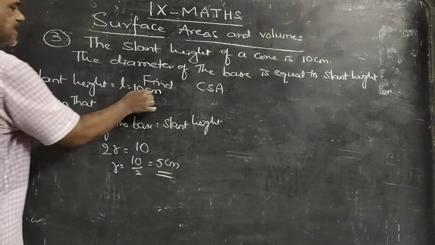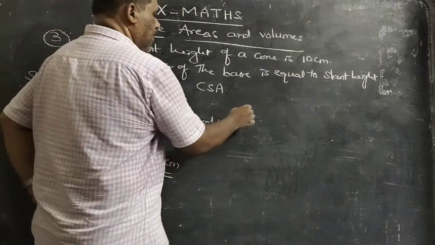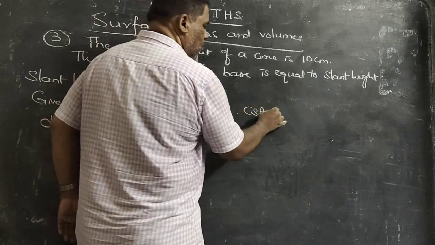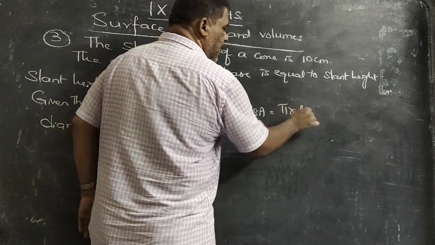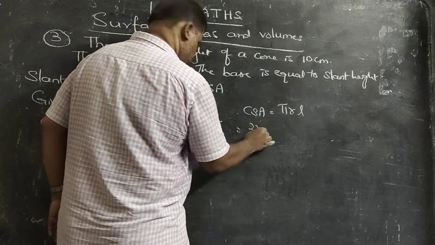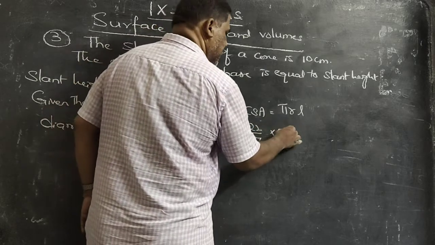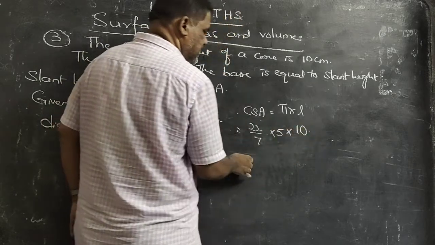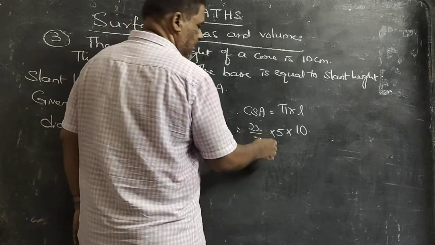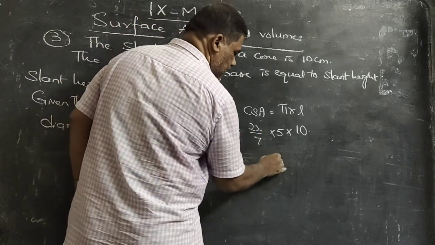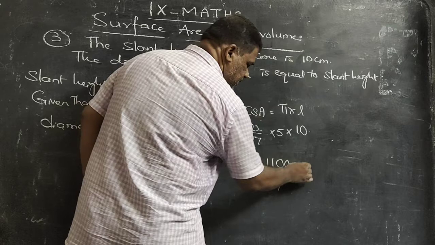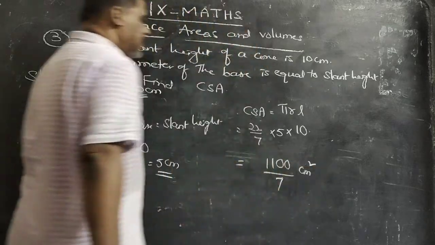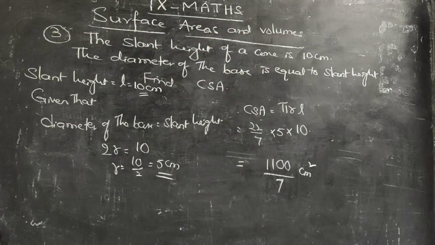After getting radius and slant height, the curved surface area of a cone is equal to pi r L. Pi is 22 by 7, radius is 5 centimeters, slant height is 10 centimeters. So it is 1100 by 7 centimeters square.